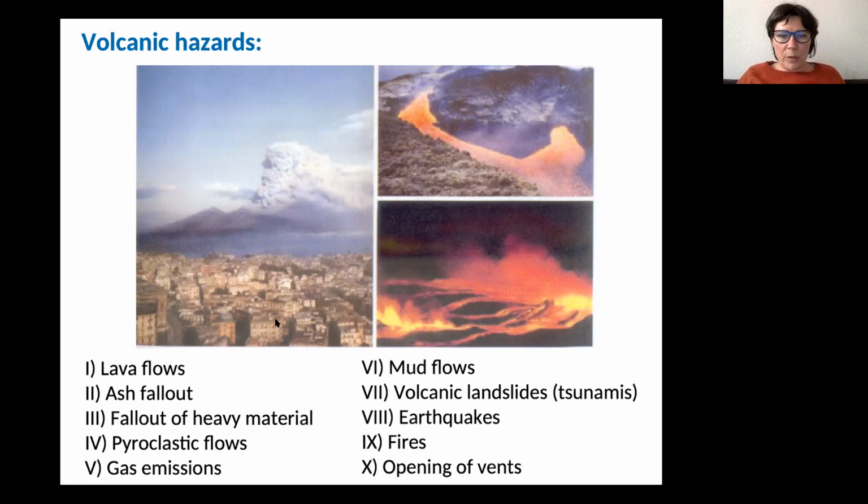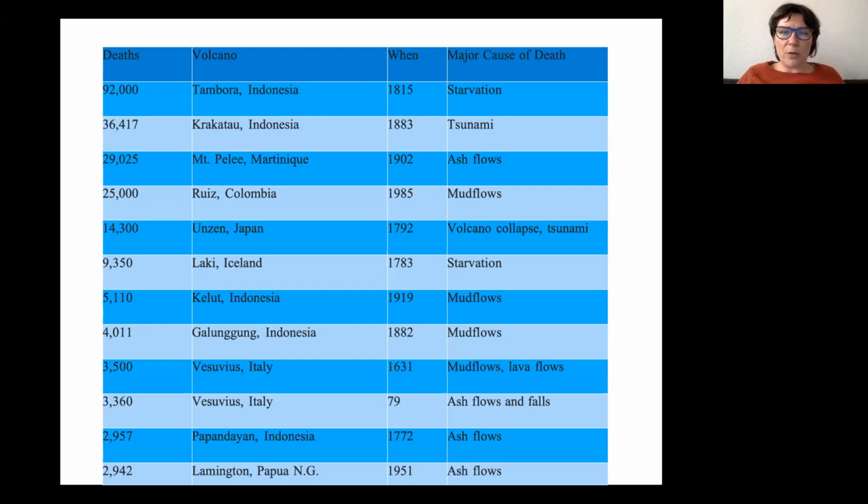First of all, I want to show you, because the question often comes, what deadly eruptions there have been. Unfortunately, there have been quite a few, and with many, many deaths. And you can see from this list that most of the victims from volcanoes have occurred due to starvation, due to mud flows, due to tsunamis and ash flows. So not even so much lava flows. Lava flows are generally a minor hazard. Most of it is things that happen way faster, like pyroclastic flows, ash flows, and mud flows, as well as starvation.